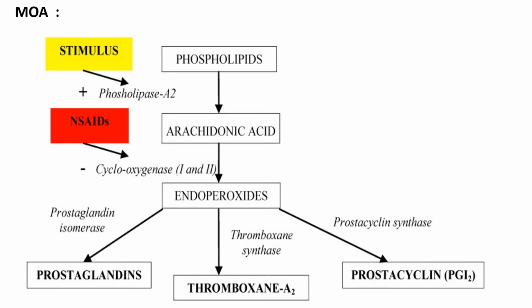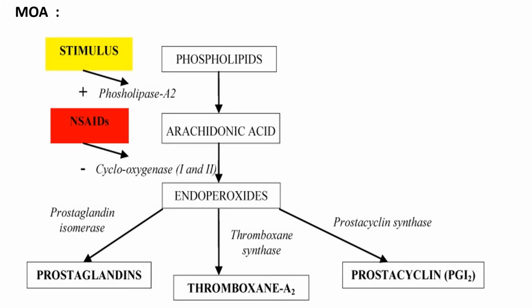Now, how do NSAIDs work? NSAIDs work by inhibiting prostaglandin synthesis, by inhibiting cyclooxygenase 1 and 2. Cyclooxygenases are the enzymes which form prostaglandins from arachidonic acid.